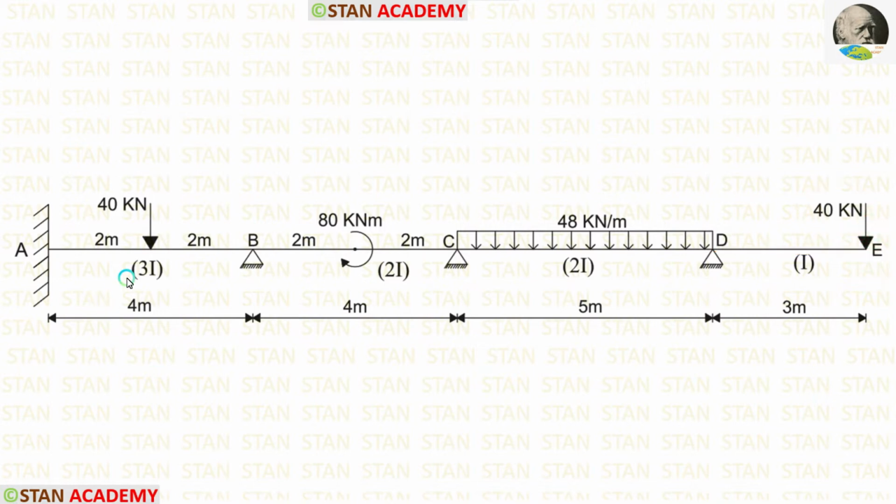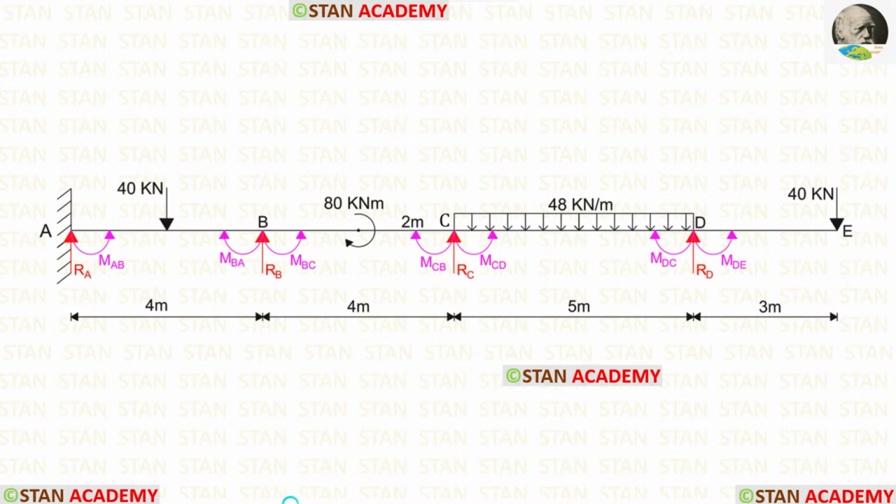The moment of inertia for the span AB is 3I. The moment of inertia for the span BC is 2I. For the span CD, it is 2I, and for the overhanging part, it is I. AB and BC are 4 meter long. CD is 5 meter long. The overhanging part is 3 meter long.